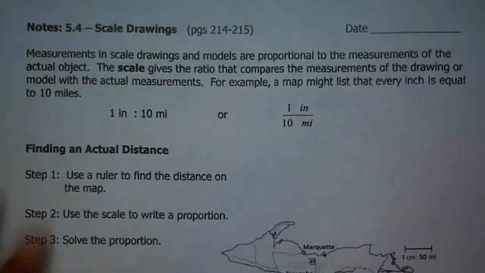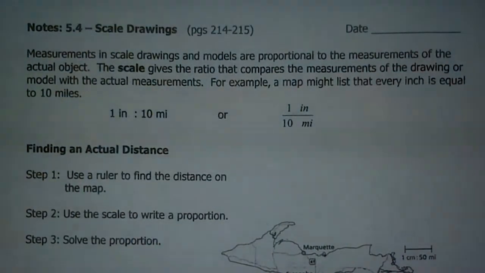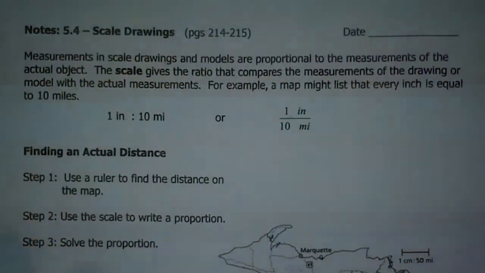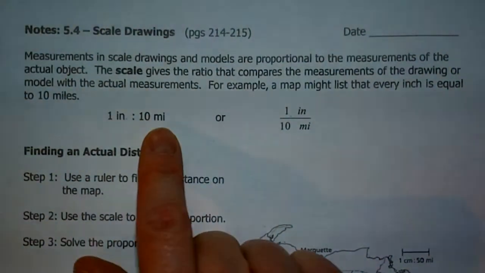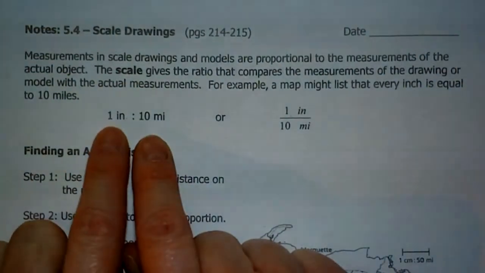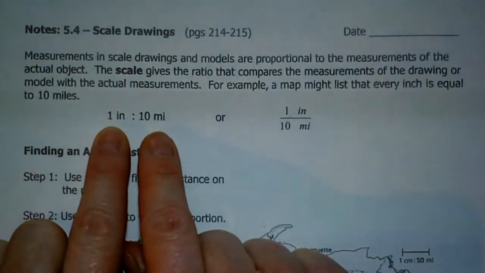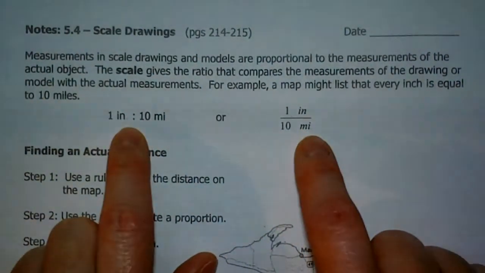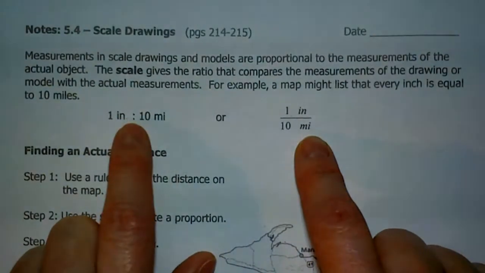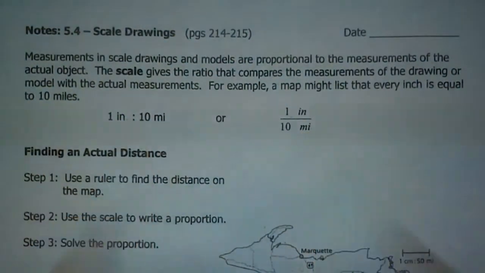Alright, so measurements in scale drawings and models are proportional to the measurements of the actual object. So as one doubles and triples, so does the other. The scale gives the ratio that compares the measurements of the drawing or model with the actual. So when you have a scale, it's the measurement compared to the actual distance. For example, a map might list that every inch is equal to 10 miles. So that means on the map, when you measure 1 inch, it's actually 10 miles. Or you could also write it as a fraction, because this and this mean the same thing. On a map, you would probably see this one more than that one, but either one is fine.